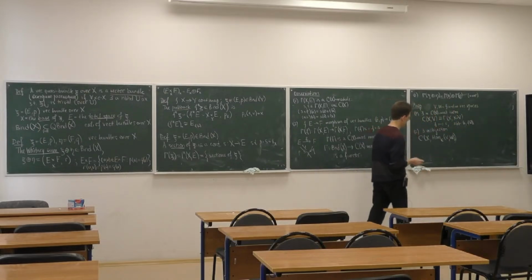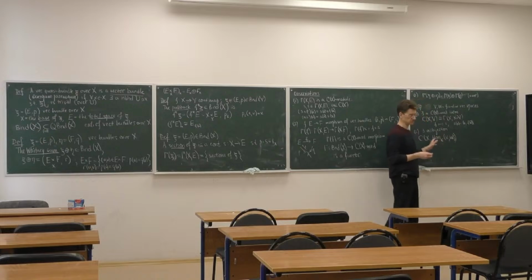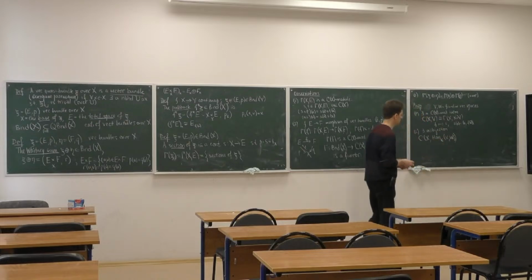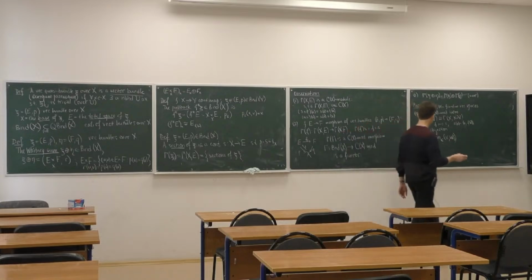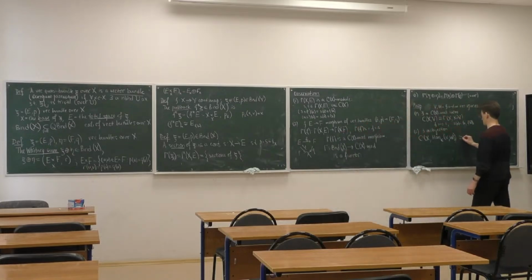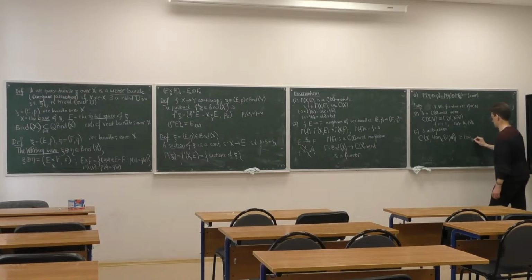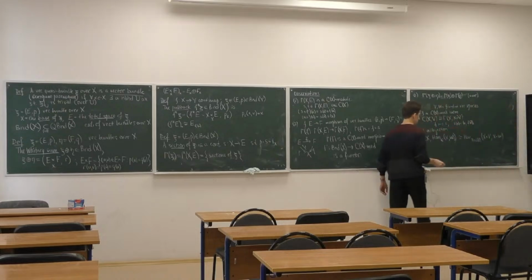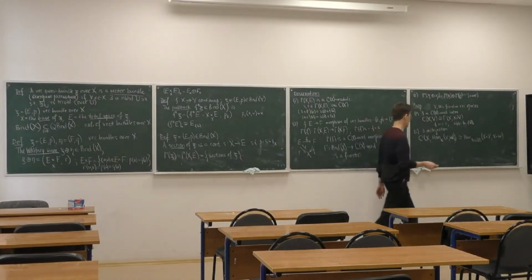Well, this set is by default equipped with, again, the standard topology of a finite dimensional vector space. So all these spaces are finite dimensional. So this space is isomorphic to a space of bundle homomorphisms from the trivial bundle X cross V to the trivial bundle X cross W. And it is given by the following formula.